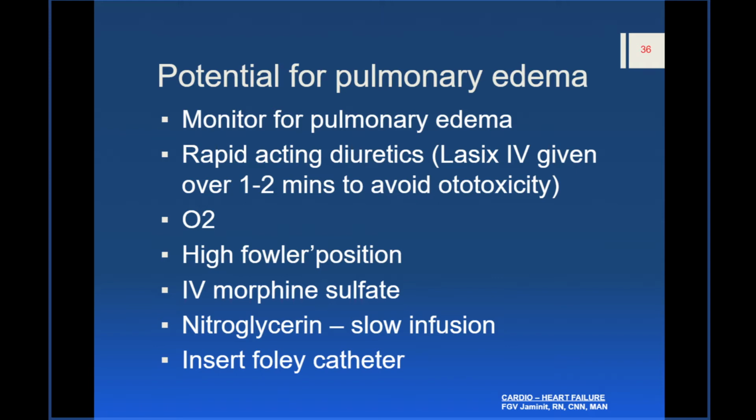As I've mentioned earlier, we give the nitroglycerin or NTG in a slow infusion, in our volumetric chamber, or best if there is an infusion or syringe pump. We may also insert a Foley catheter per physician's order for us to monitor accurately the urinary output of the patient.